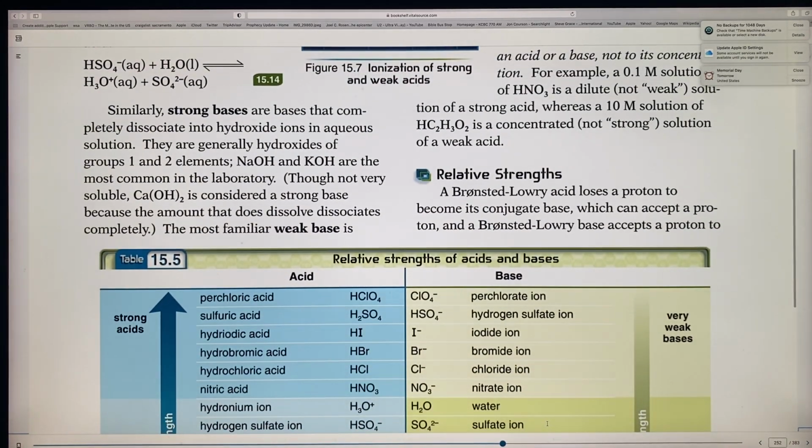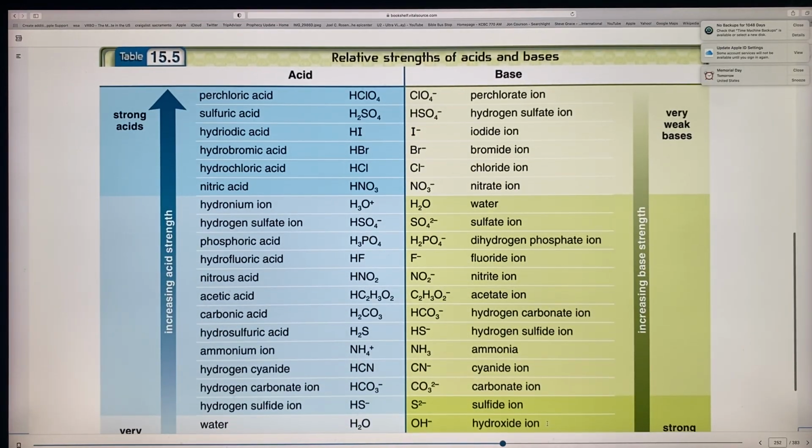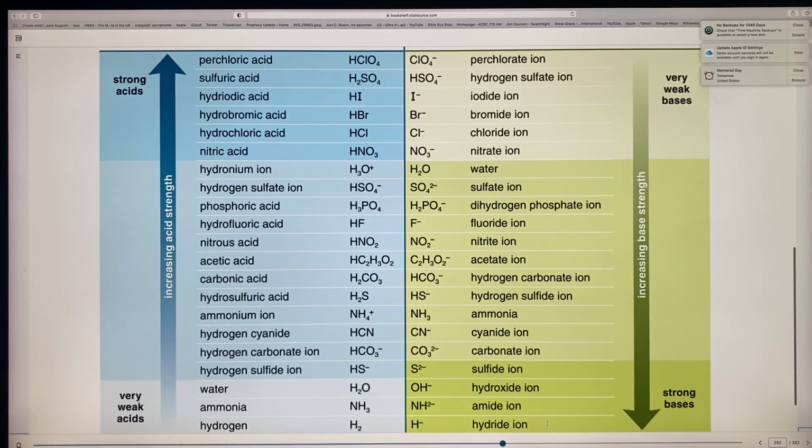Here's a picture, and this table is important. I don't know how you can memorize this, but it tells which acids are strong and weak, and which bases are strong. See how the strong acids become weaker going down here. Just remember, ammonia is a very weak acid. And here we have the opposite: we have the increase in strength. These are weak bases and the strong bases are down here. And this shows how they react with each other.